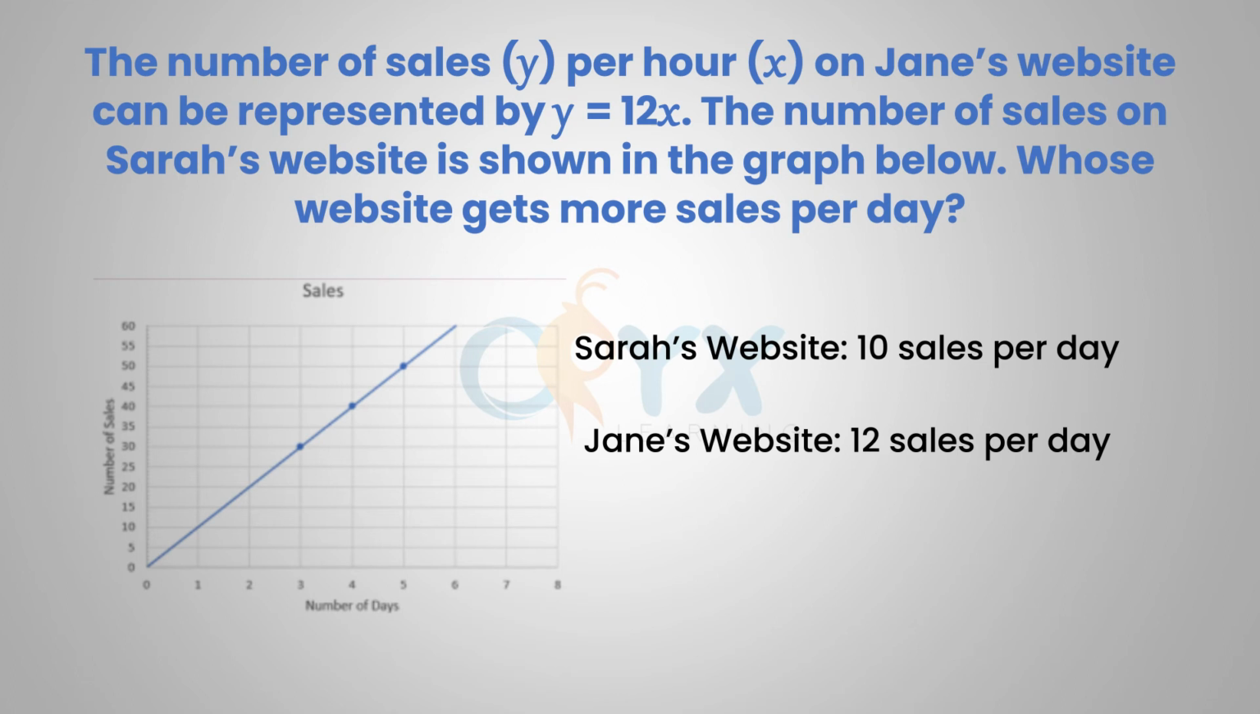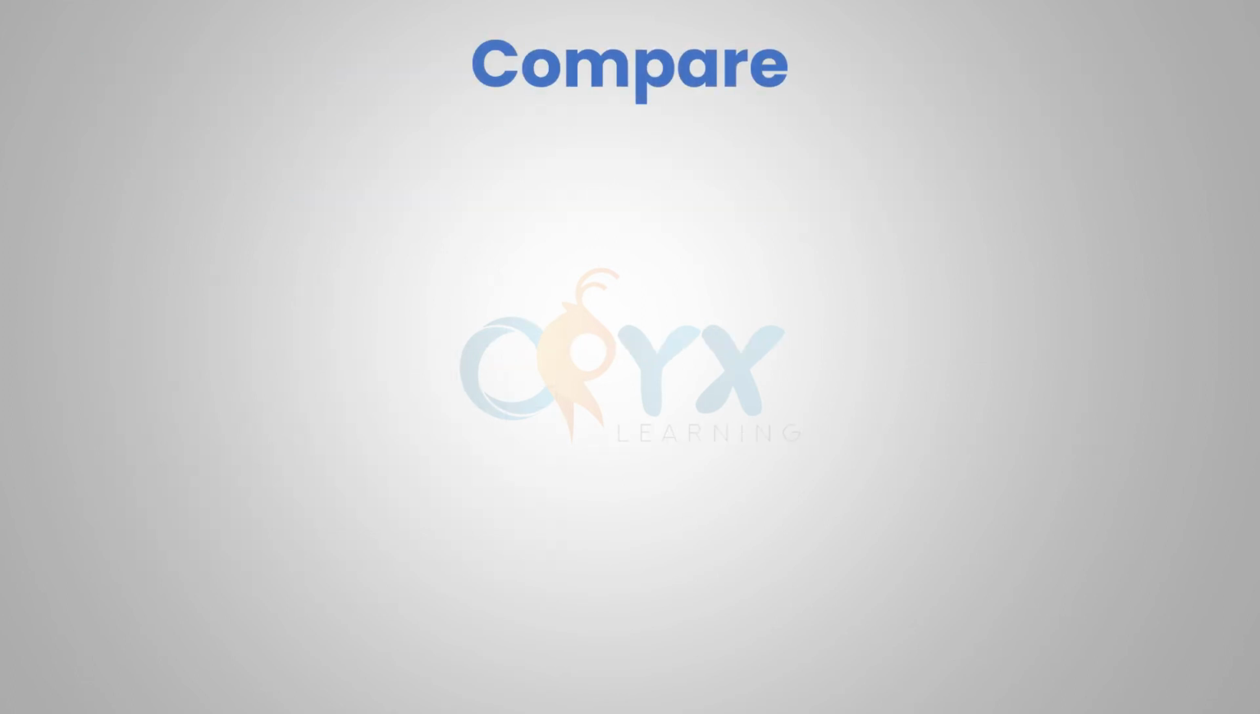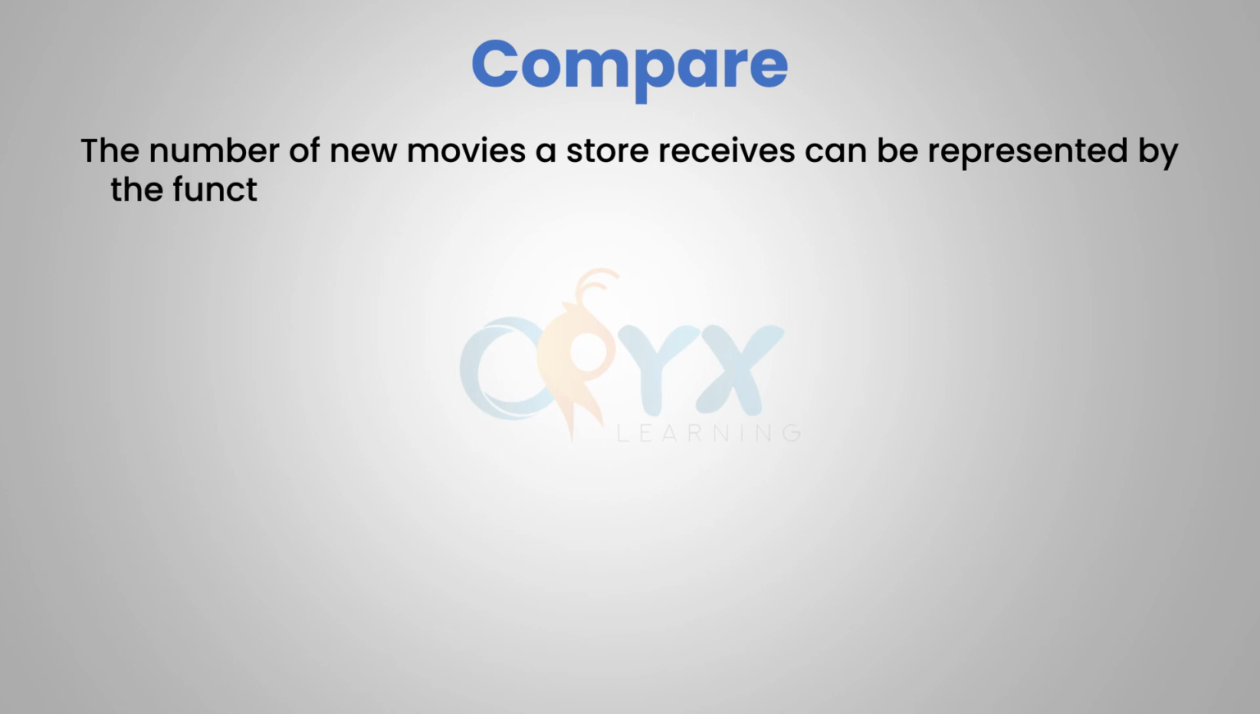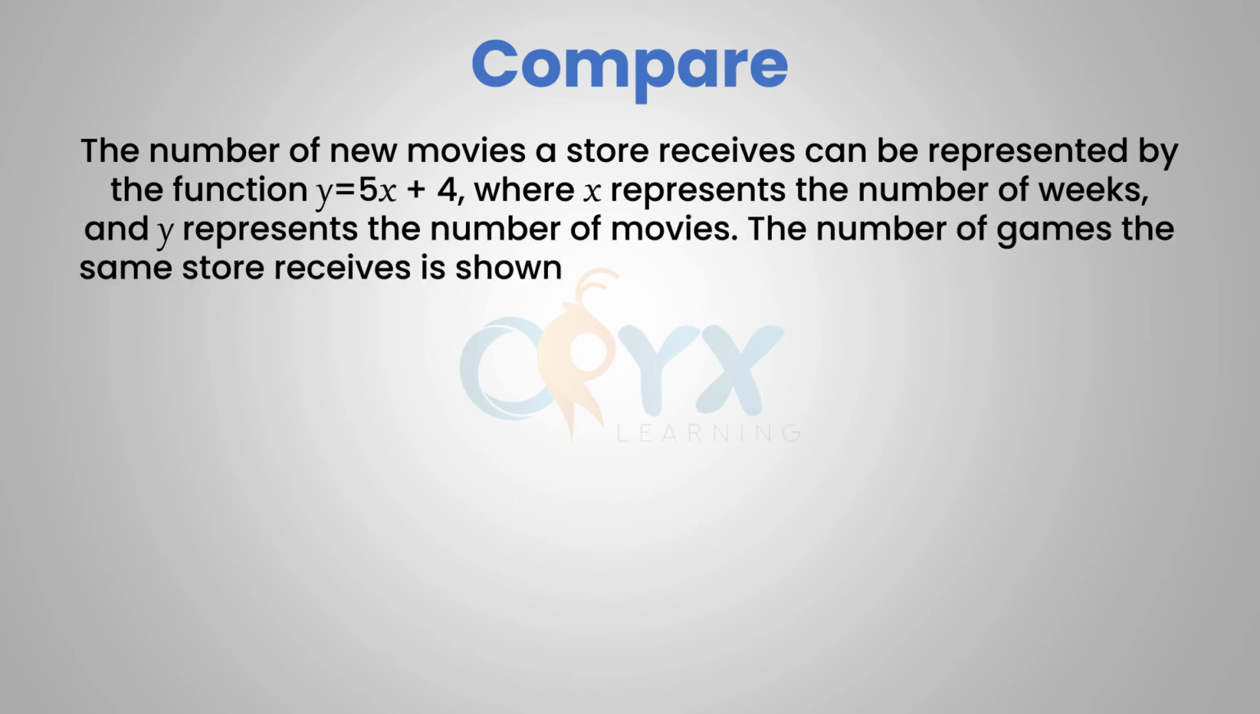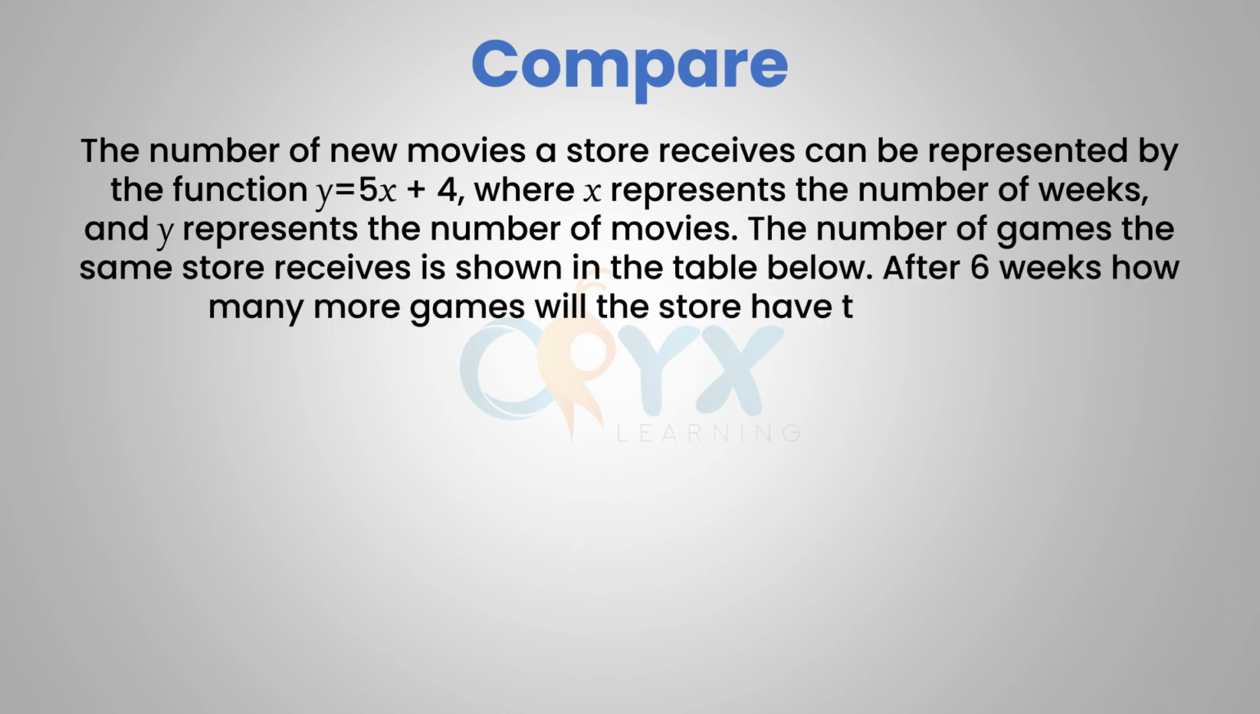So remember, the number of new movies a store receives can be represented by the function y equals 5x plus 4, where x represents the number of weeks, and y represents the number of movies. The number of games the same store receives is shown in the table below. After 6 weeks, how many more games will the store have than movies?